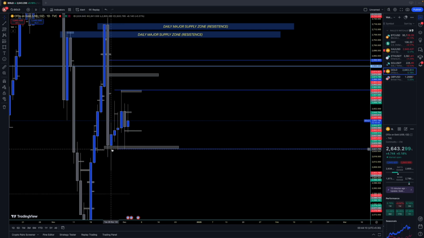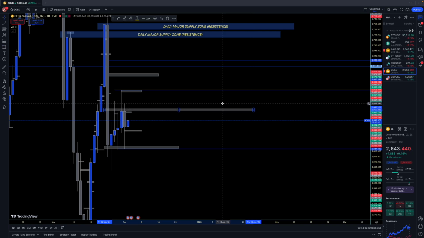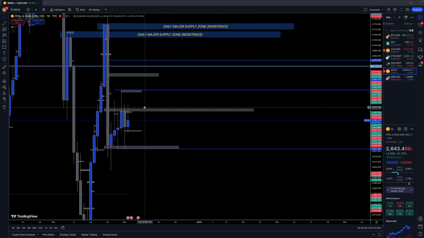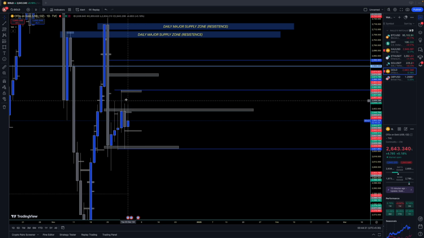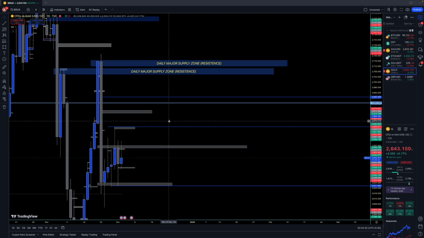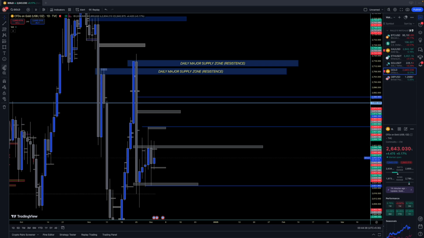I got this demand zone over here, the support, and over here I got the resistance, which is the supply zone. So if any day a daily candle closes above this zone, these wicks will become wick fills, and there is a high probability for the price to cover up this whole clean range around here.